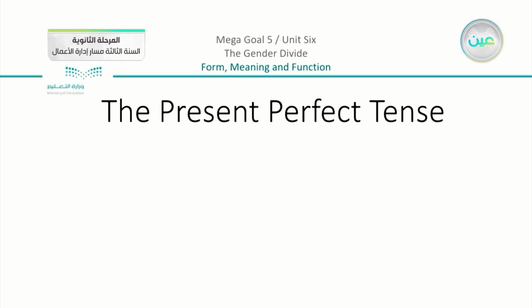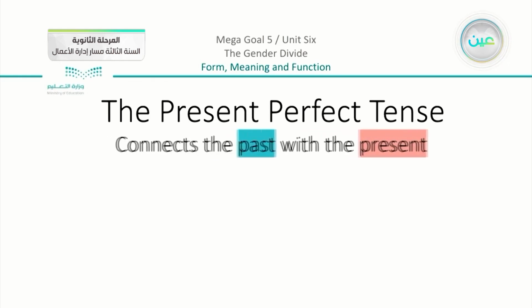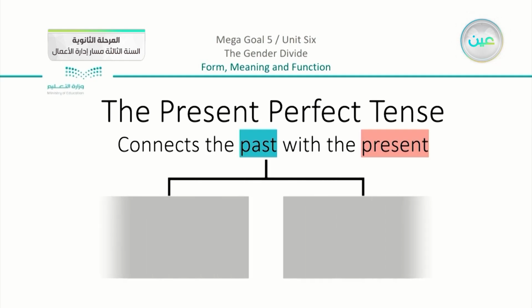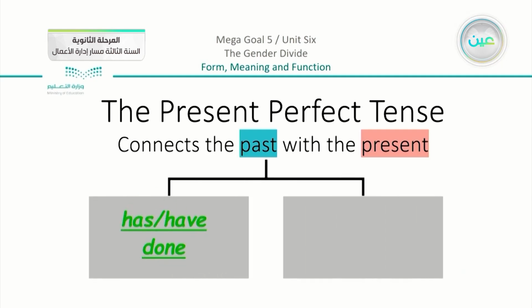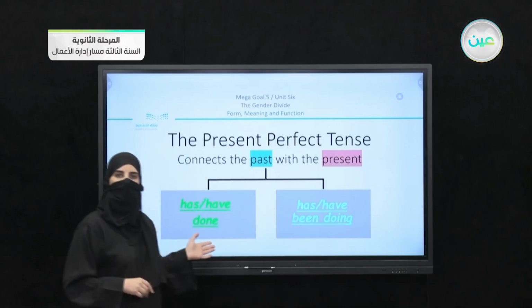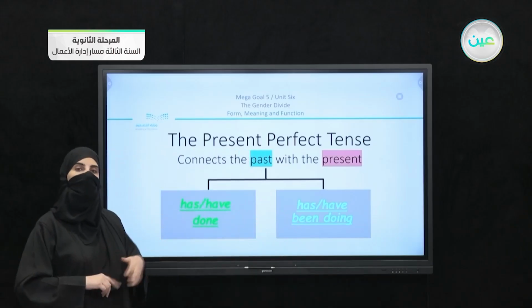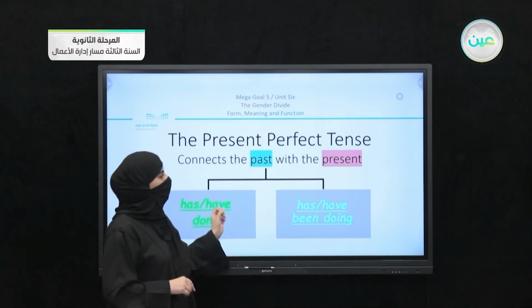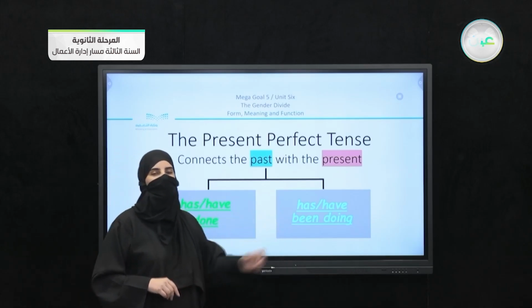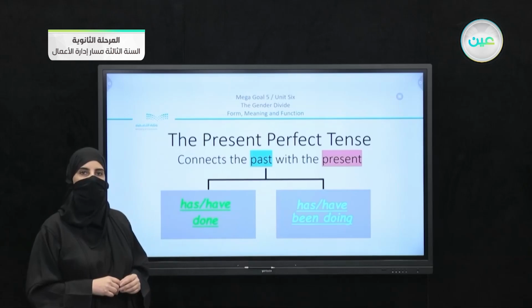Now, as we said, we are going to discuss the present perfect tense, which connects the past with the present. And we're going to revise how this is formed. Now, we have here the two types of the present perfect tense. We are going to use either has and have with the past participle, done, or we can use has and have with been plus the verb ing, as we have here in doing.